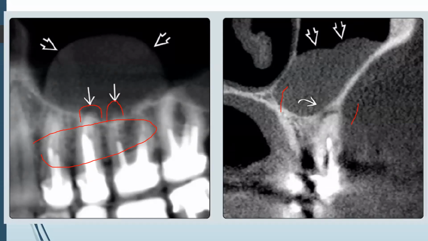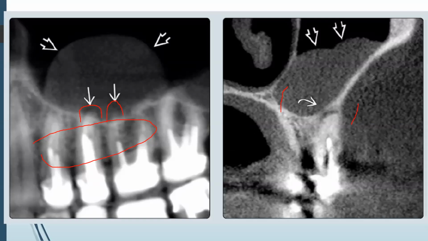Okay, so the left axial CBCT actually shows a low density halo around the apices. Okay, and the right axial CBCT usually shows a rarefying osteitis. You can see here the rarefying osteitis at the apices of the molars.